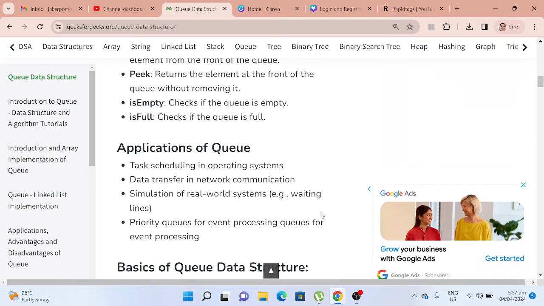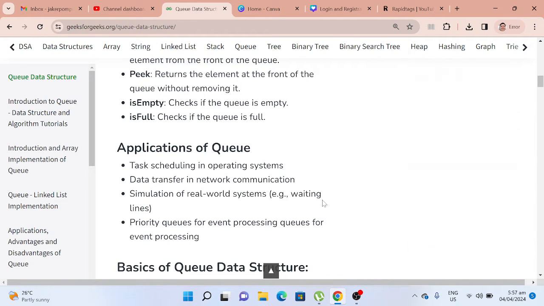Now let us talk about the applications of queue. Task scheduling in operating systems is one of its applications. Second, we have here data transfer in network communication. Third, we have simulation of real-world systems, waiting lines, and lastly, number 4, queues for event processing.